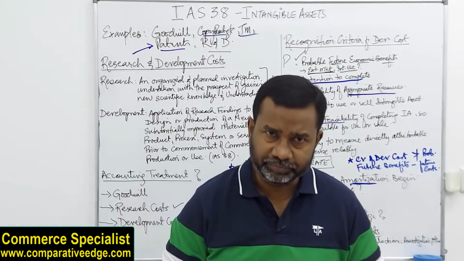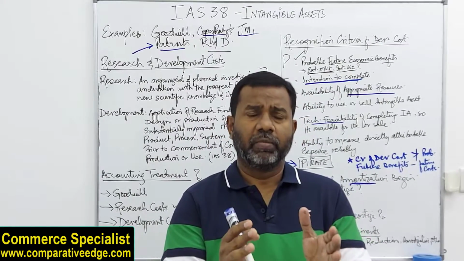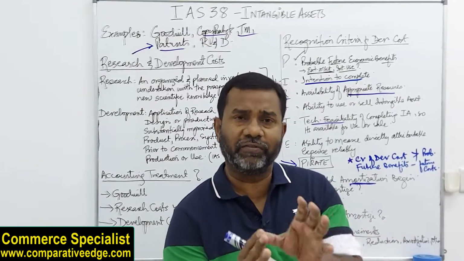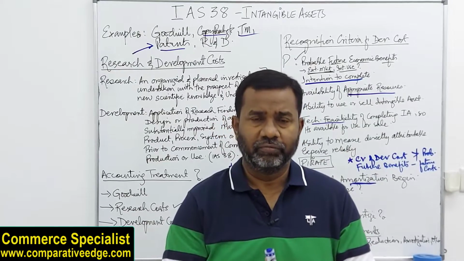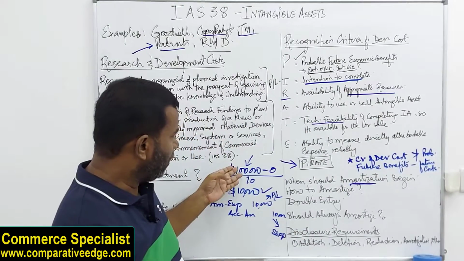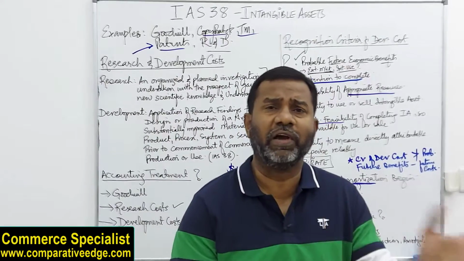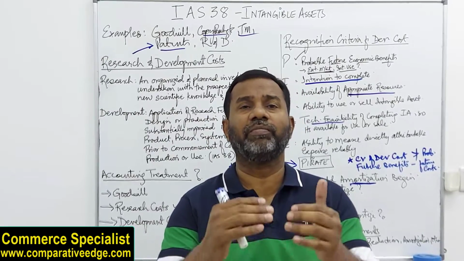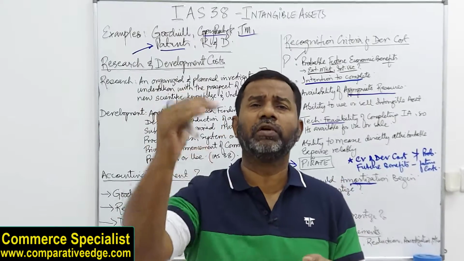Just like depreciation. Now, as I told you, there are two options. If your intangible assets have a finite, definite life, 10 years, 15 years, you can amortize it like this: cost divided by the estimated useful life. If it does not have a finite life, then we have to give it a test of impairment, or we call it annual impairment review.